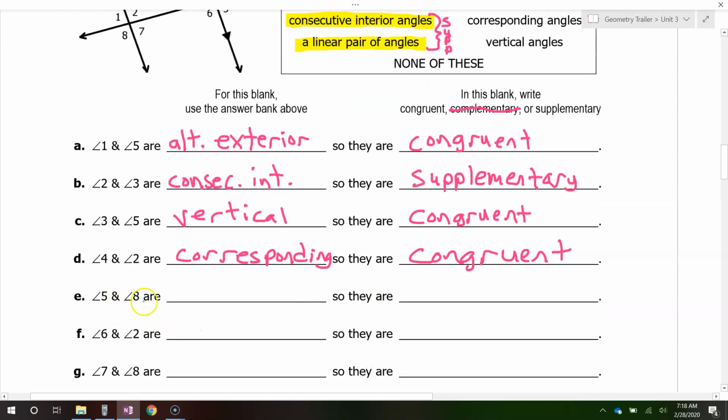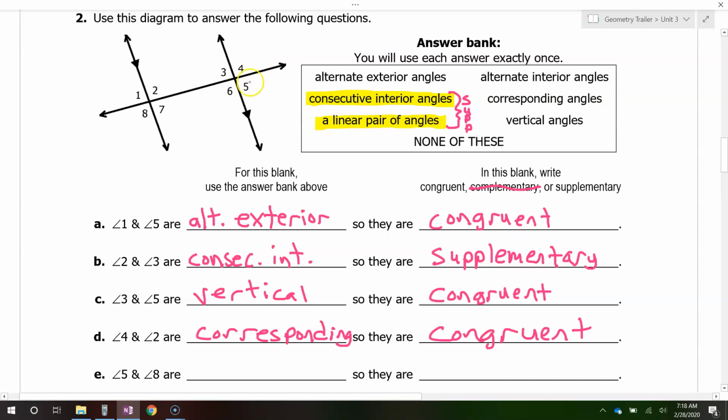Okay, what about angles 5 and 8? All right, here's angle 5, and here's angle 8. This is going to be none of these. If I were going to make up a word, it would be like same side exterior or something like that. But that's not one of the choices, so we have to go with none of these.